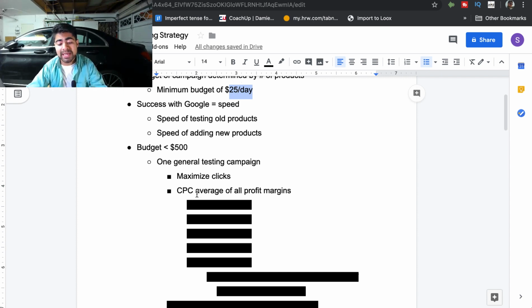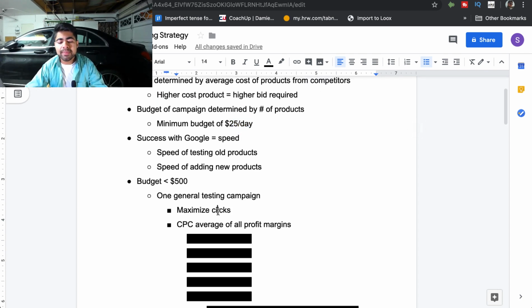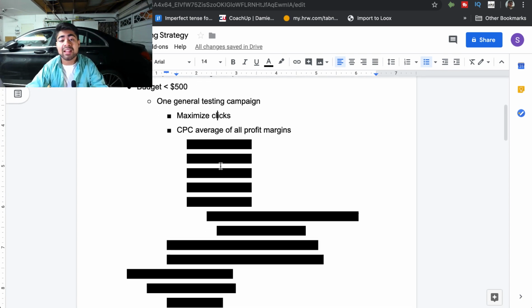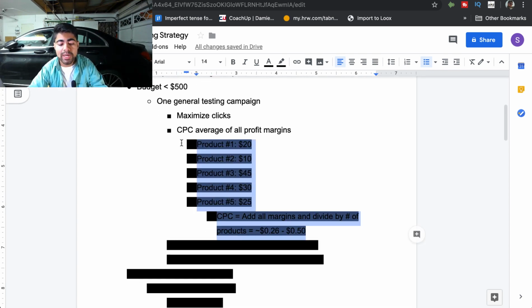The third change you need to make is the CPC, or the cost per link click that you want to bid. Even though at the beginning I said that I determined the cost per link click based on the product cost or the profits per product sold, I do have a special way of calculating what it should be. So the special way is the following.